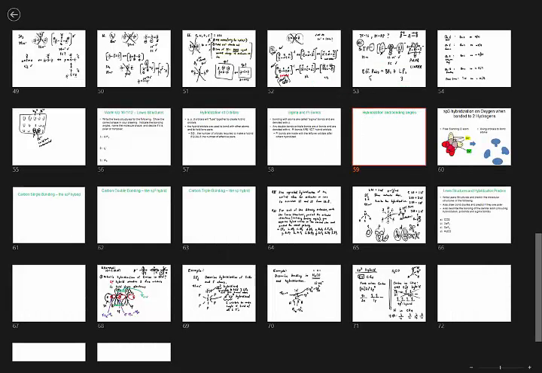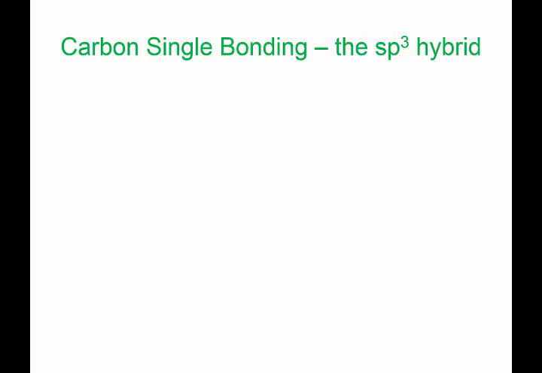So I'm going to go to carbon and single bonding. This is the example I did earlier, actually. I'm going to take carbon and do methane and show the sp3 hybrid. This is pretty much what I did earlier in the tutorial. So you have methane here, and carbon has 4 bonded atoms and no lone pairs. So there's 4 effective pairs.